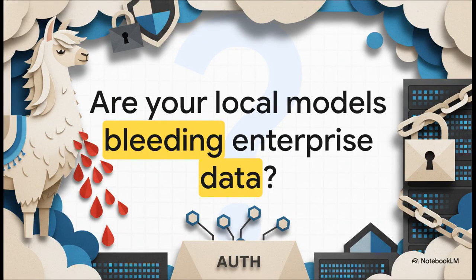And this brings us to the ultimate question for your security leadership. Are your local AI models secretly bleeding enterprise data? The Bleeding Llama vulnerability is proof that just deploying locally does not automatically guarantee privacy. So I highly urge you to review your Ollama deployments today. Lock down those API endpoints behind proper authentication and get strict monitoring implemented immediately.